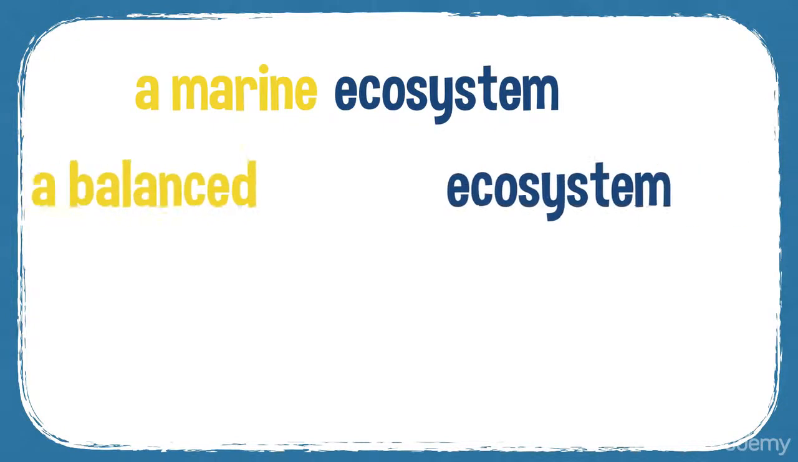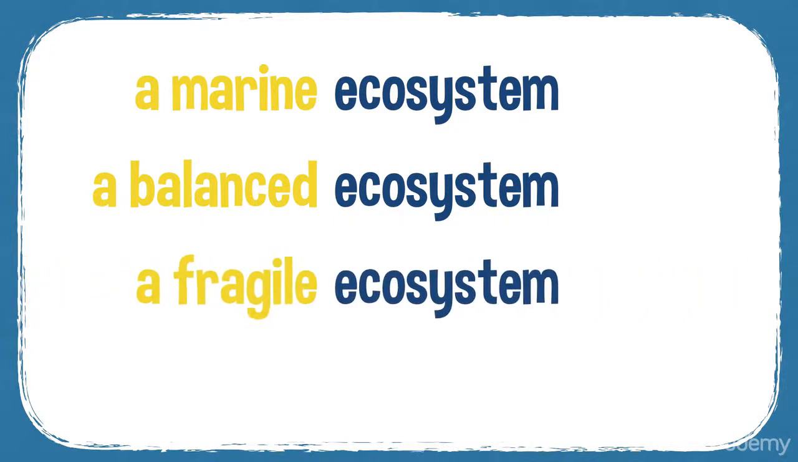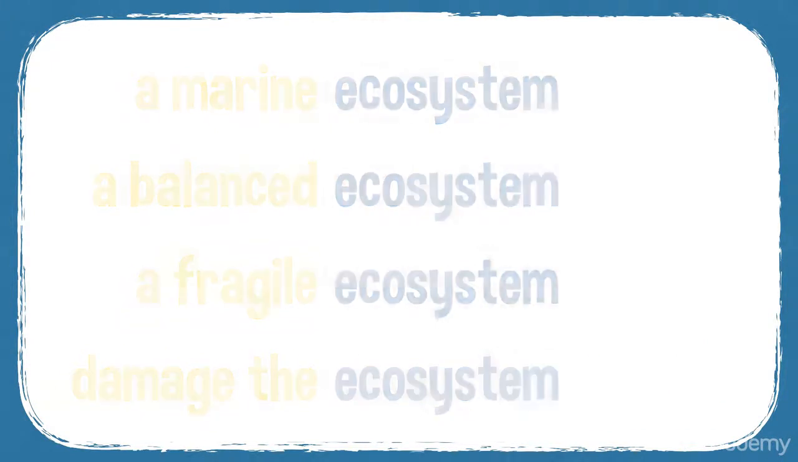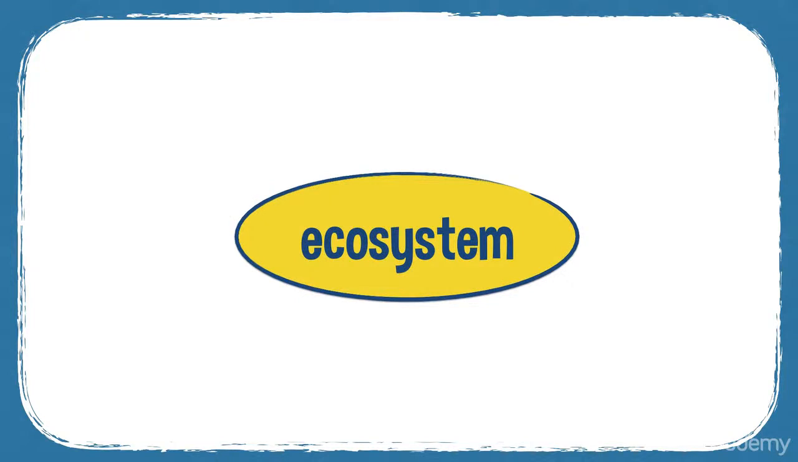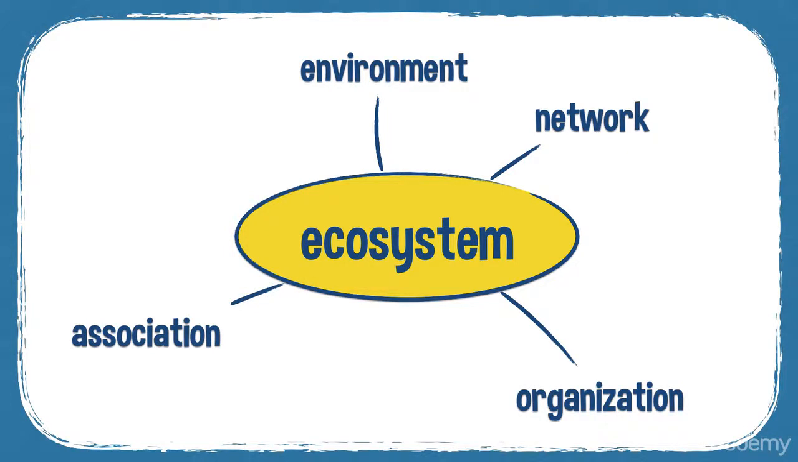And some collocations: marine ecosystem, a balanced ecosystem. If it's balanced, it works well. Fragile, so it's in danger, and you can damage the ecosystem. And some synonyms for ecosystem. Again, it's a very specialised word, but environment is similar, not exactly the same. Organisation, network, perhaps, association. None of these, though, kind of give the sense of life there, certainly not the last 3.